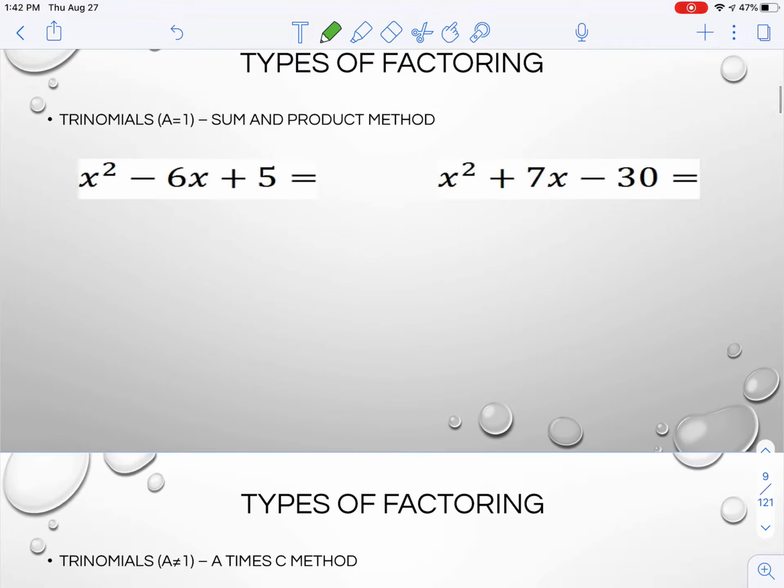Here's some more of the when a equals 1, the sum and product. So we look at this and say, what multiplies to give me 5 but adds to give me negative 6? So we can list down our factors. Well, 1 times 5 or negative 1 times negative 5. Well, this is your winner.